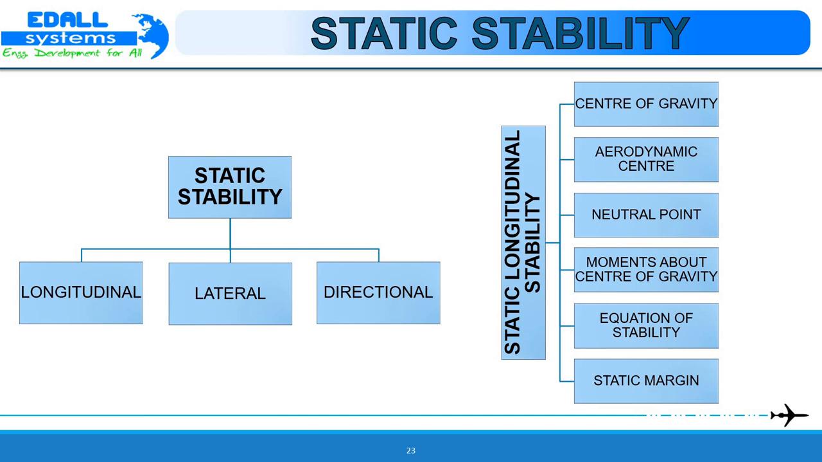Static stability was divided into longitudinal, lateral, and directional. Now, static longitudinal stability will be going through the center of gravity, aerodynamic center, neutral point, moments about center of gravity, equation of stabilities, and static margin.